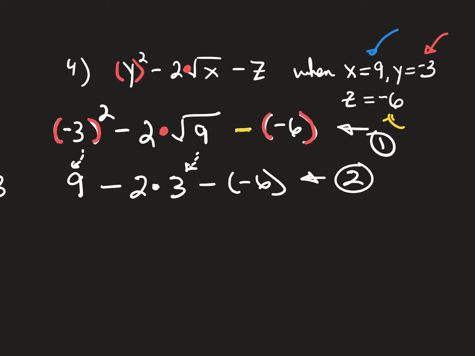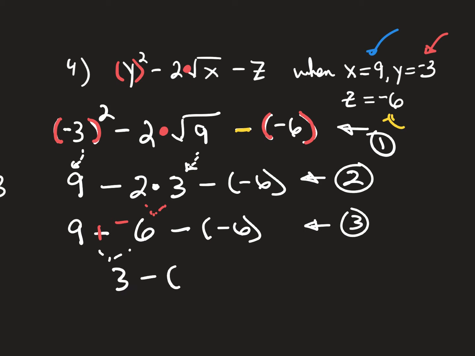Now, according to order of operations, we're going to multiply next. So we're going to recopy 9 minus, and then 2 times 3 is 6, and then minus a -6. That's what everybody's third line should look like. We're going to change subtraction to add the opposite, and that will give us +3 minus a -6, and then we can change this to add its opposite, and then we get 9. So that's your steps for this problem.